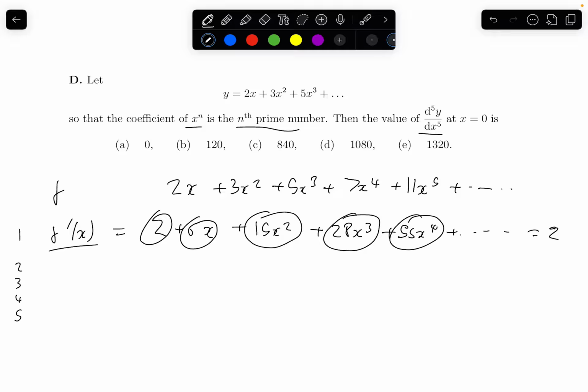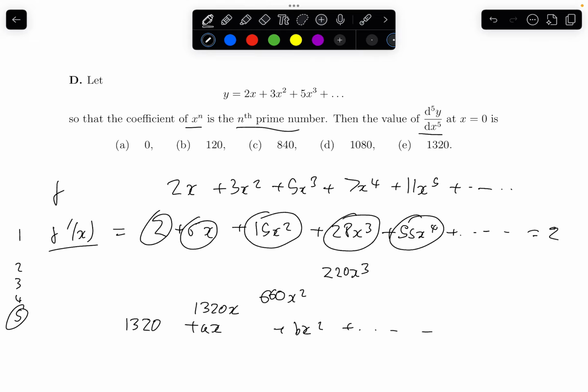So the only thing we actually need to differentiate is this term. So it goes 55x to the 4. Then times that by 4, so 220x to the 3. Times that by 3, 660x squared. And then you have 1320x plus 120, plus all these other terms. And then you set this equal to 0, and that's the answer. So E.